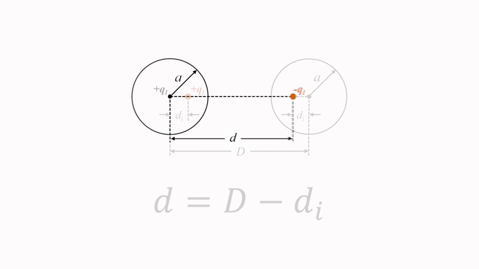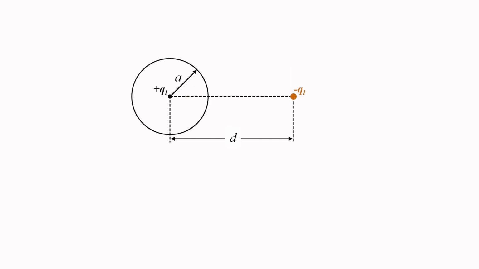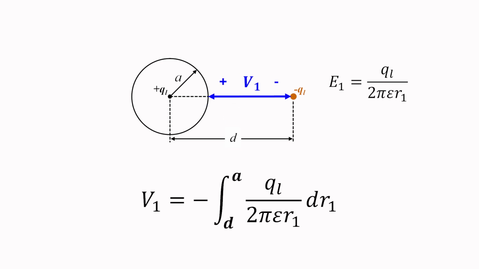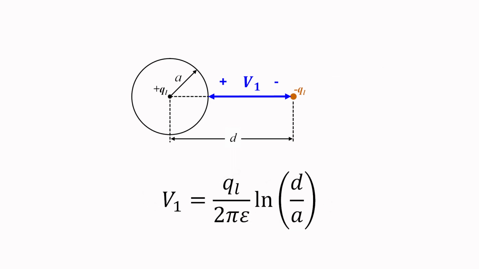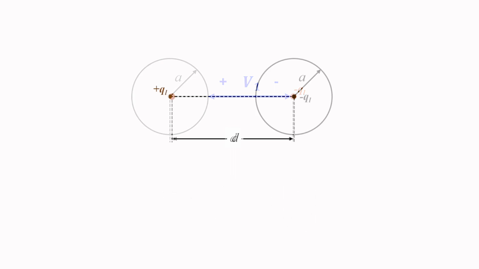Focusing on the positively charged wire first, we can follow a similar approach as the previous example. The electric field E1 at a distance R1 has the same form as before. To get the potential V1, we integrate from d to a with the image of the negatively charged wire as our reference, and we end up with a similar expression as we did for the coaxial cable. But we have a second conductor in the mix. When we look at the negatively charged conductor, symmetry tells us that the magnitudes will be the same, but we have to pay close attention to the signs.